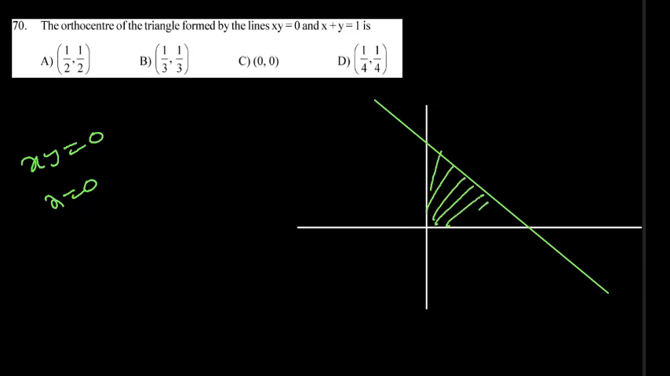So next question. The orthocenter of the triangle formed by the lines xy equal to 0 and x plus y equal to 1. Students listen, this is just a simple question. The y-axis, x-axis and x plus y equal to 1. So here xy equal to 0 means x is equal to 0 or y is equal to 0. One is the y-axis, one is the x-axis, and the line forms the triangle. In this triangle, we want the orthocenter. Obviously, it is a right angle triangle, so the orthocenter is located where the right angle is formed. I can see that (0, 0) is the orthocenter of the triangle. Directly, I can say that C is the correct answer of the problem.